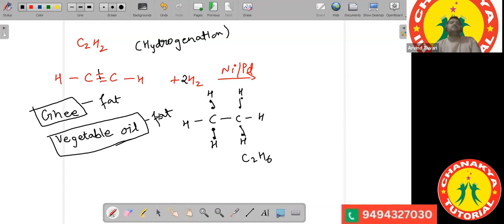Chemically, what is the difference between ghee and vegetable oil? Vegetable oil is an unsaturated hydrocarbon, and ghee is a saturated hydrocarbon. So we thought, is there any process by which we can make ghee from vegetable oil? Then we would be earning a lot of profit.